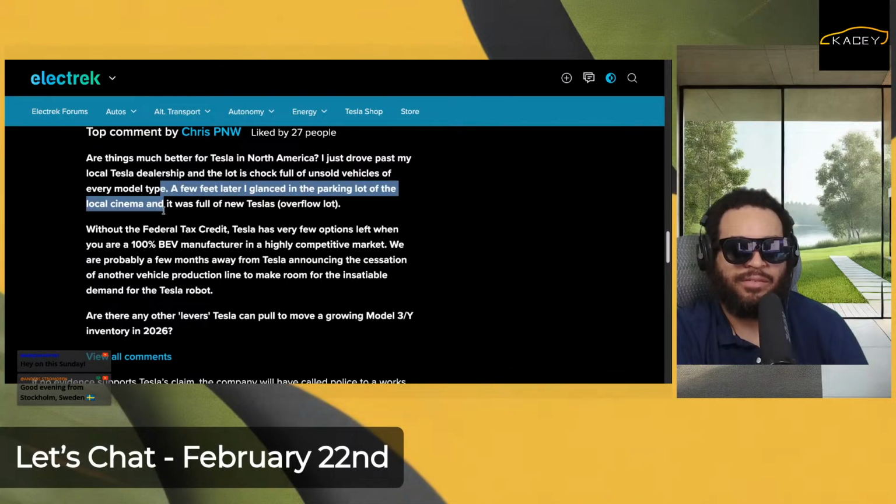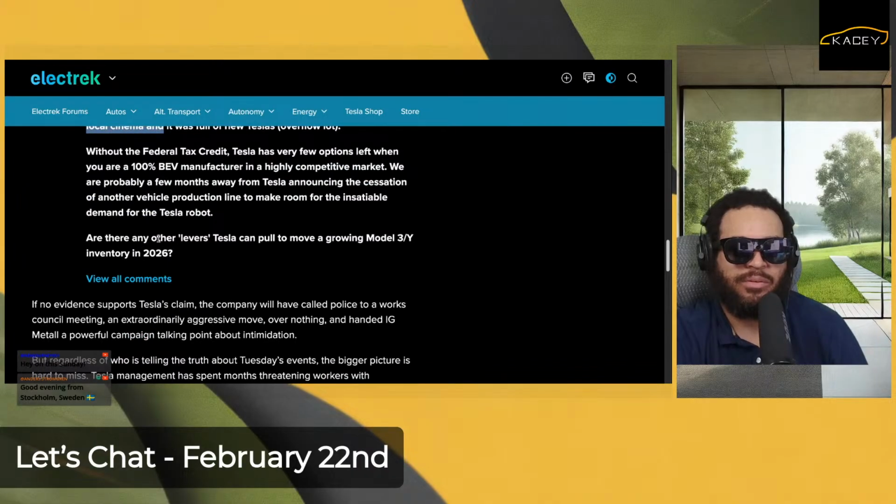A few later, against the parking lot. Oh, there are many other levers Tesla can pull to move the growing Model 3 and Y inventory. Yeah, there are. You'd be surprised.